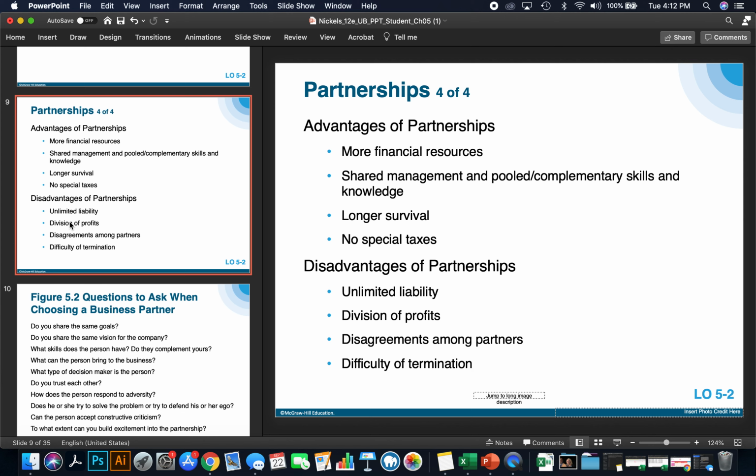So, what are some of the advantages and disadvantages of partnerships? Well, some of the advantages are more financial resources. You have more people contributing towards the company. Shared management and pooled complementary skills and knowledge. Longer survival and no special taxes. Some disadvantages include unlimited liability to the owners, division of profits between those owners, often disagreements among partners with the direction of the company, and difficulty of termination.